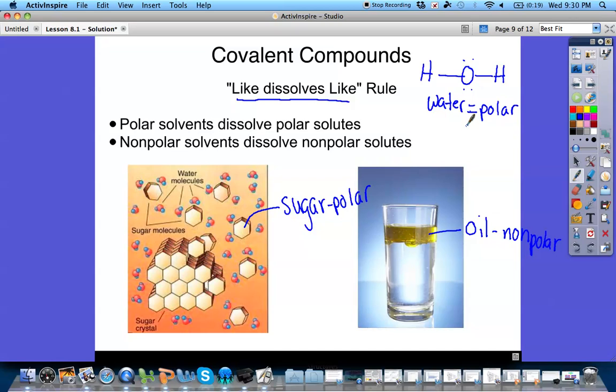You might need to take a look back at Unit 4 and the polarity lesson if you need more help with determining the polarity of some of your molecules. Or come see me and ask questions.